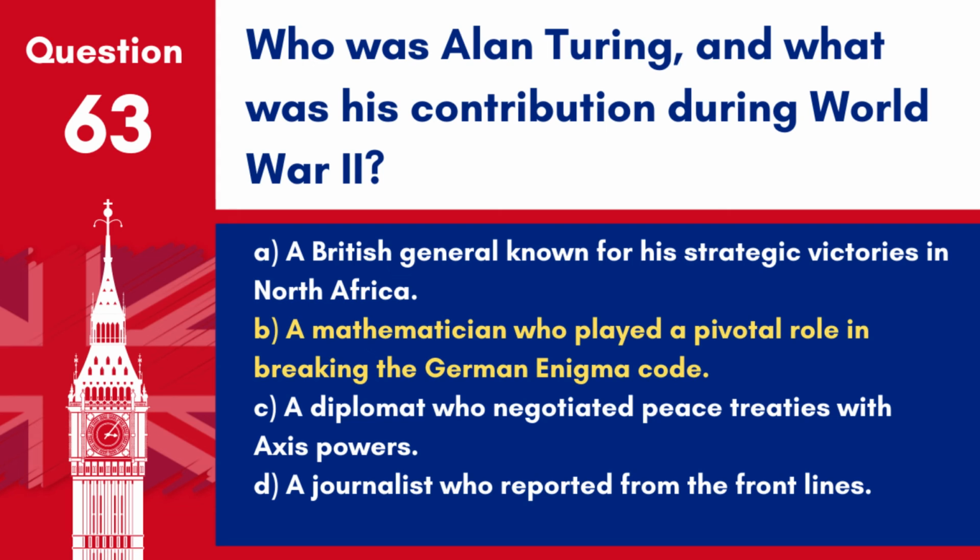Answer B. A mathematician who played a pivotal role in breaking the German Enigma code. Alan Turing's work at Bletchley Park was crucial in deciphering intercepted coded messages, which helped the Allies gain a significant advantage over the Axis powers.